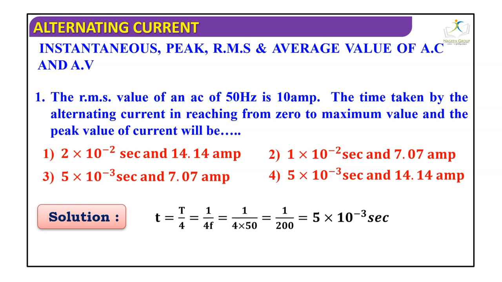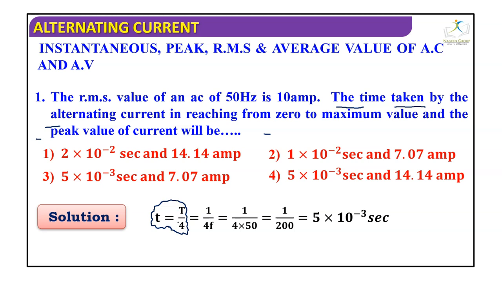If I'm taking the value of the time period, the key point is the time taken by the alternating current to reach from 0 to maximum value, the peak value, and for that time duration t is equal to T by 4.